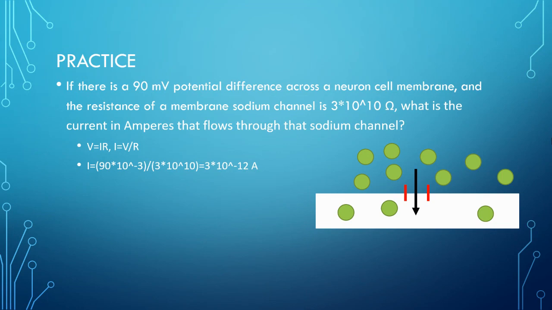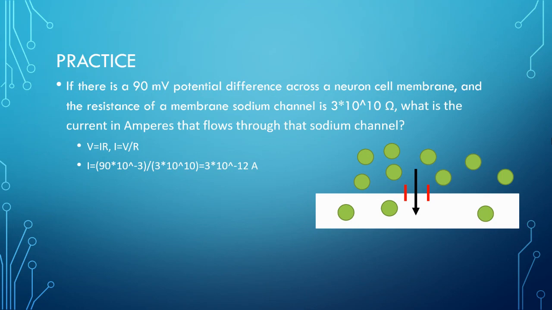And that sodium channel is super, super tiny. Because it's super skinny, it's going to have really high resistance. In this example, we're going to say 3 times 10^10 ohms. So what is the current in amperes that's flowing through that one sodium channel? And so then we can use Ohm's law to figure this out. We just plug those numbers in.